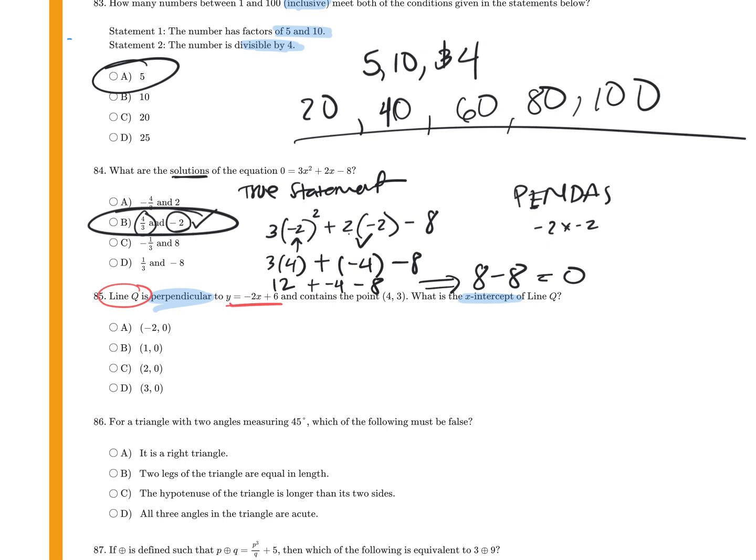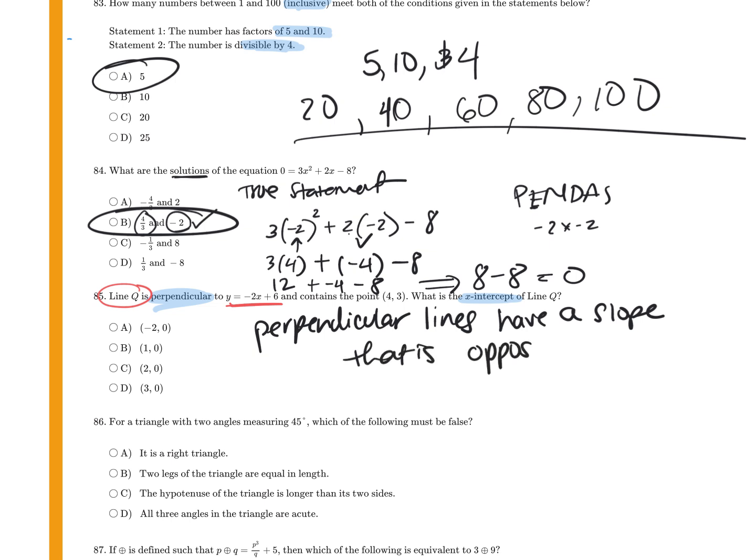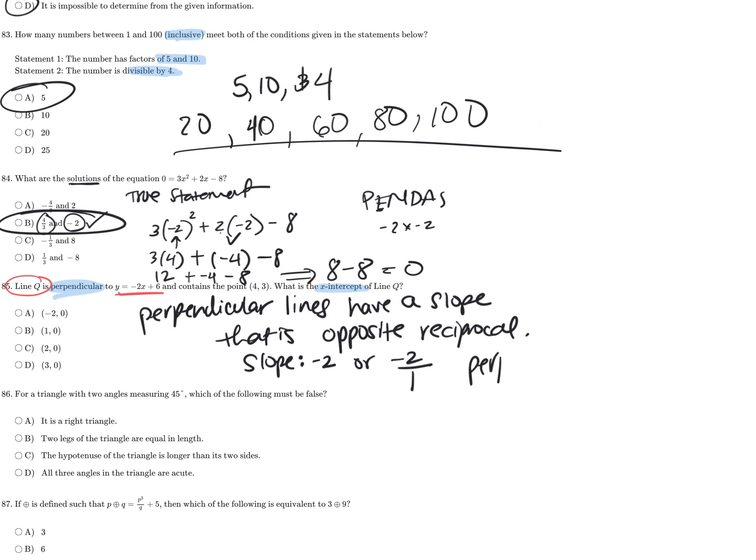So perpendicular lines have a slope that is opposite reciprocal. So if the slope is, in this case, -2, the slope is the number in front of x, the slope is -2, okay? Or we can write it as -2/1. The perpendicular slope is going to be opposite, so it'll be positive, and reciprocal, so we flip the fraction. So 1/2 is our new slope.